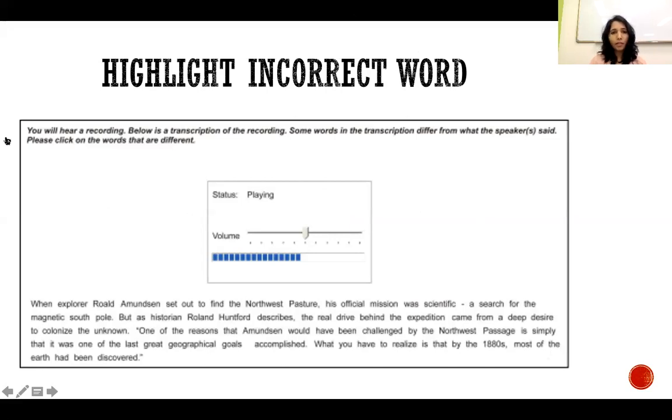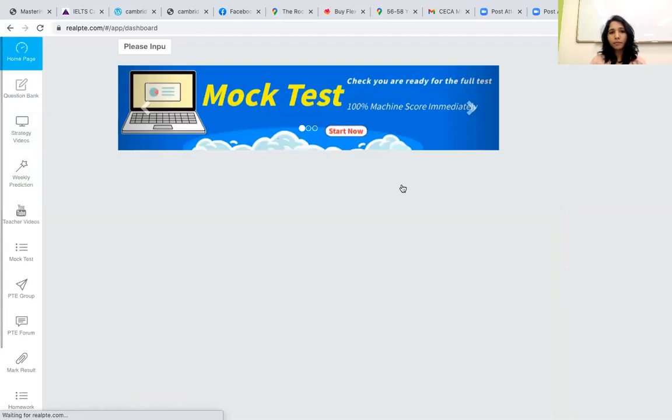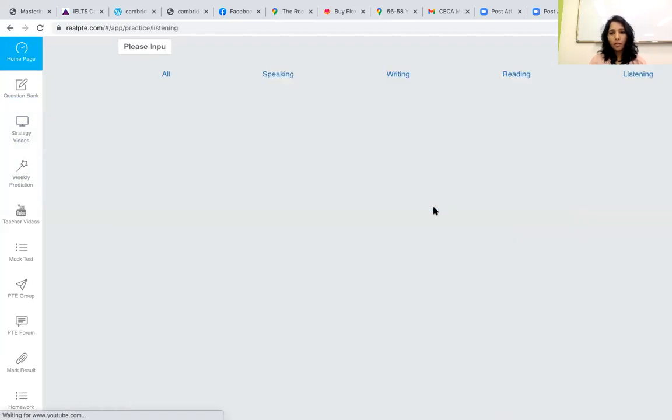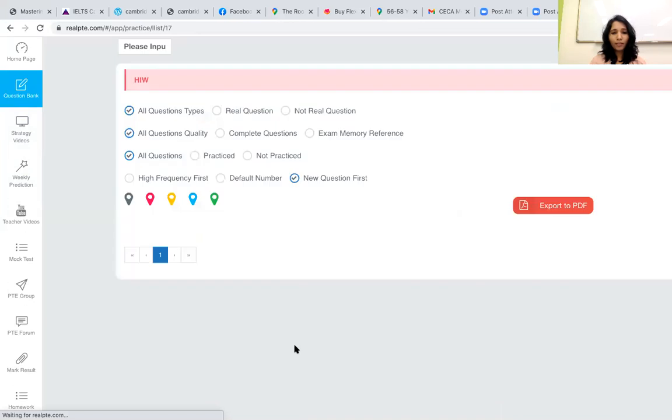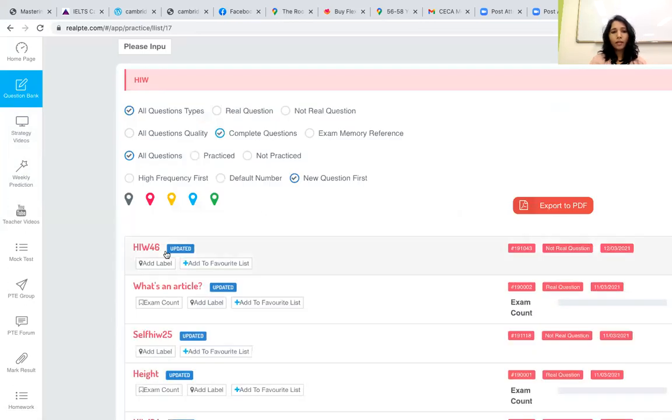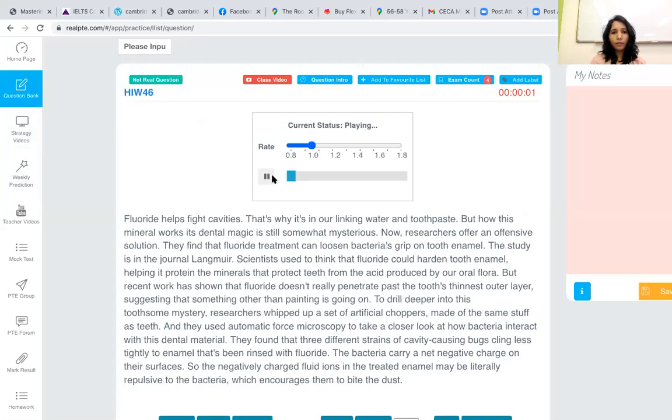Let me share the practice website screen with you. So listening, highlight incorrect words. So let me show you. An audio is played and the transcript is displayed here, okay? So your job is to say if the words in the audio match the words displayed in the transcript. So the transcript, every word should match every word in the audio. That's what we're looking at, okay?